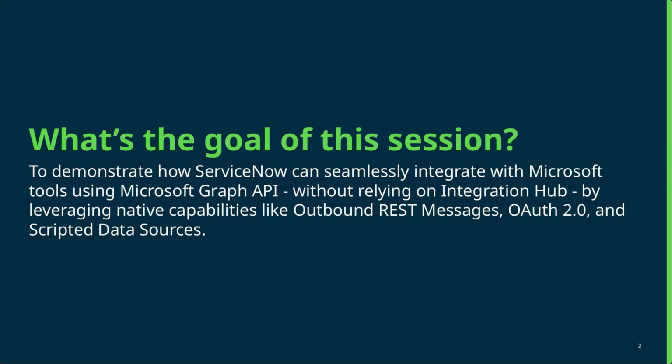Here most of the things are available with Integration Hub, as ready-made Integration Hub spokes, but still there are scenarios where the customer might not have some licenses, yet they still need to integrate a few things with Microsoft 365 products. That is where this comes in useful. So we use the traditional outbound REST messages to get data from Microsoft 365 products, or even to send a notification to Teams. All of that we can do using Microsoft 365.